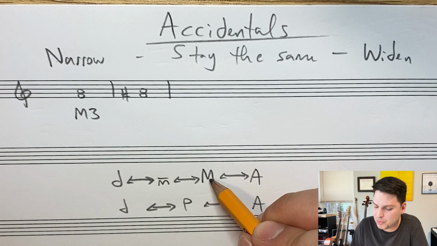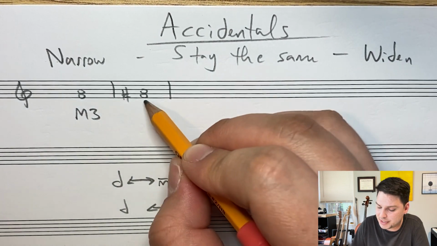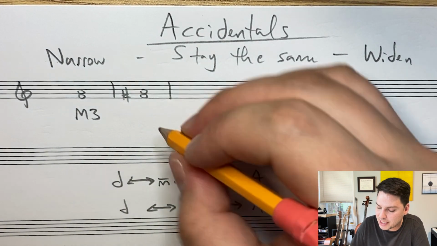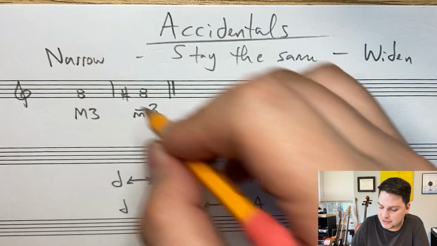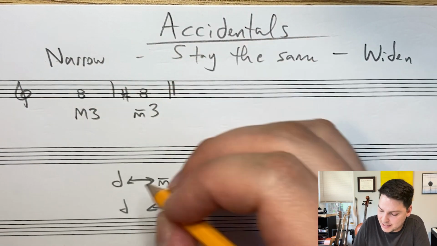If we know the starting point is major and it gets smaller because the F sharp is closer, then the only possibility is that it becomes minor. Let's see another example of it narrowing. If we add an accidental to the top.